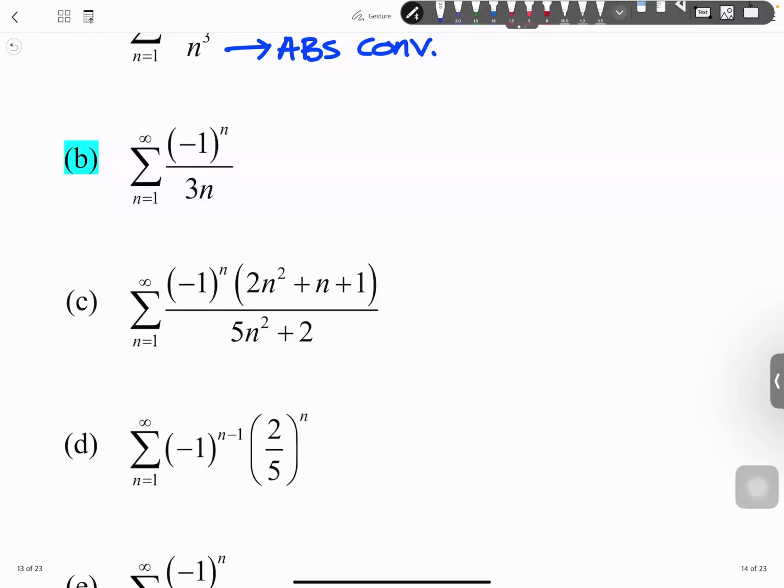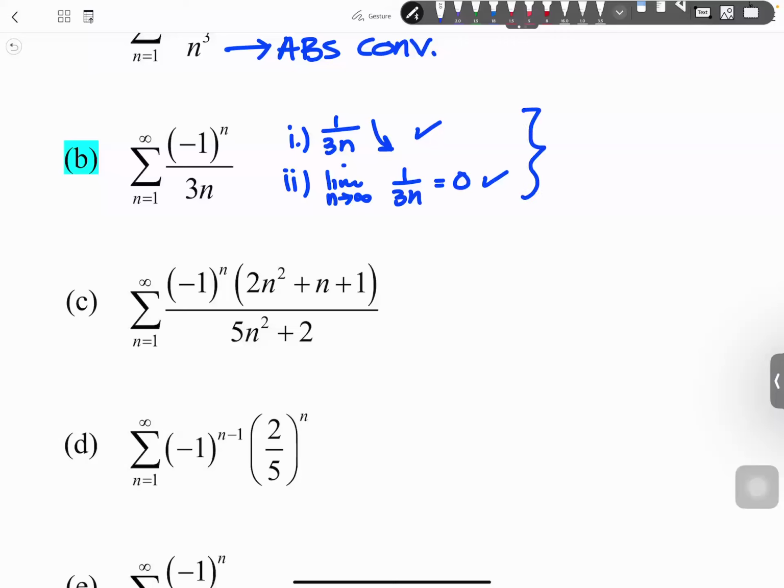The sum of (-1)^n divided by 3n. If we use the alternating series test, we check two things. Number one, is 1 over 3n a decreasing sequence? Definitely is. Number two, if we check the limit as n goes to infinity of 1 over 3n, this limit goes to 0. Check. So this is convergent by the alternating series test.